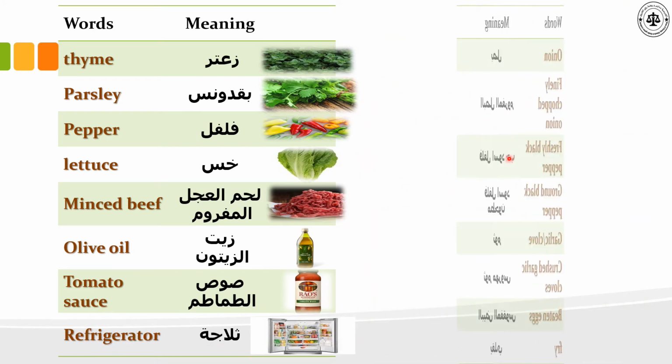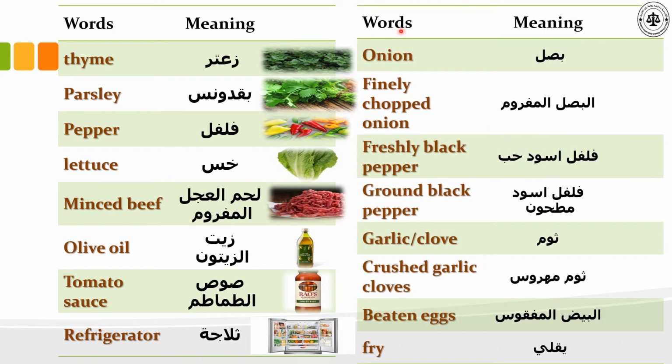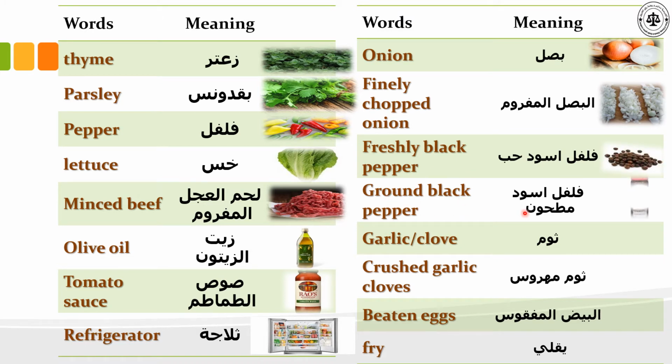The second section: onion بمعنى بصل. Finely chopped onion بمعنى البصل المفروم. This is the difference between these two words. Freshly black pepper اللي هو فلفل أسود حب يعني مش مطحون. Ground black pepper وهو فلفل الأسود المطحون.